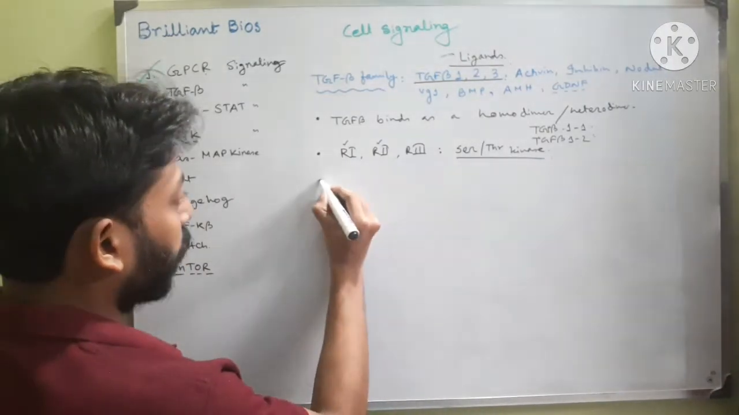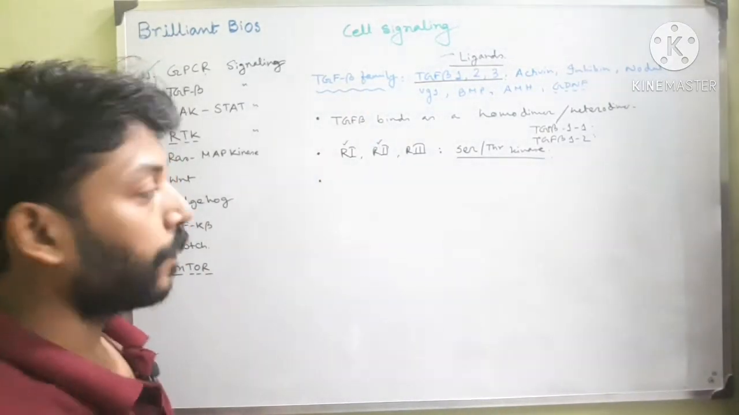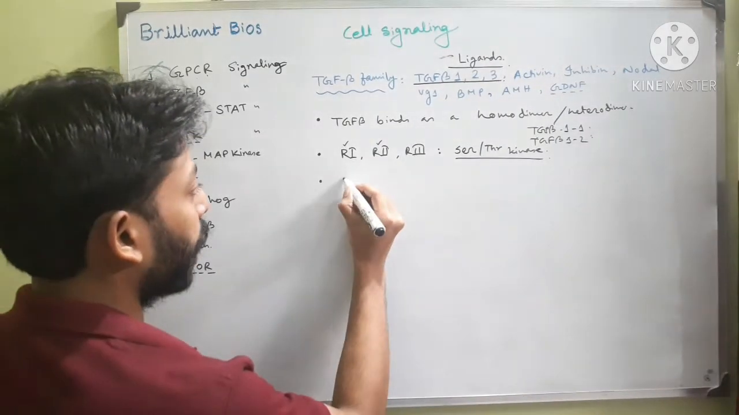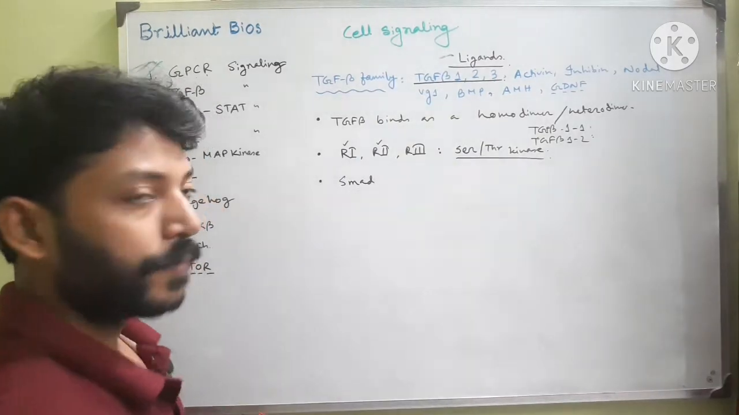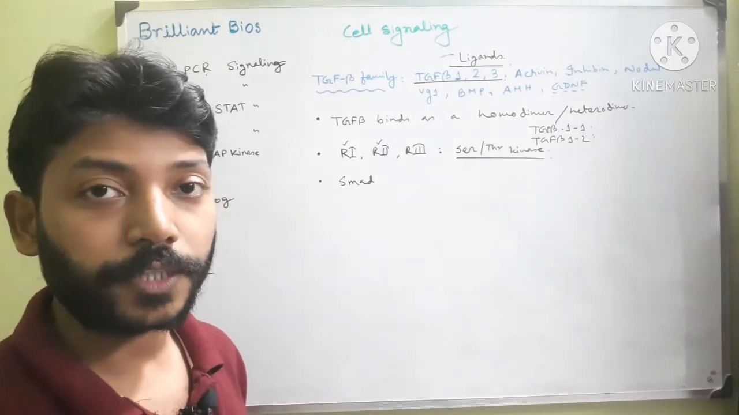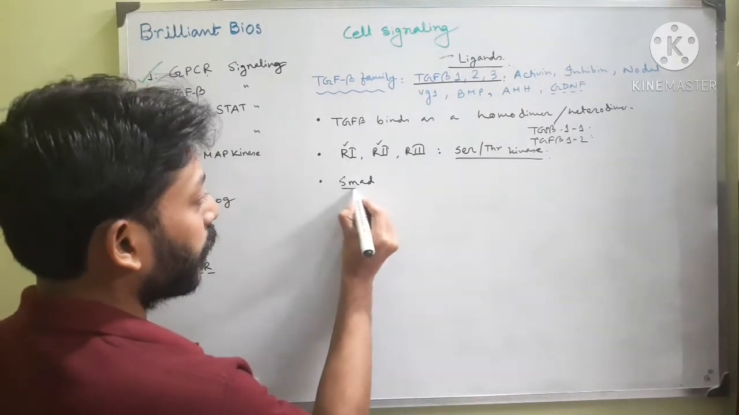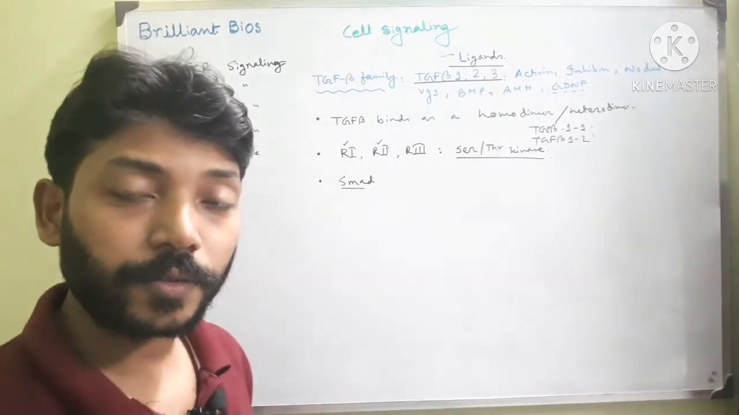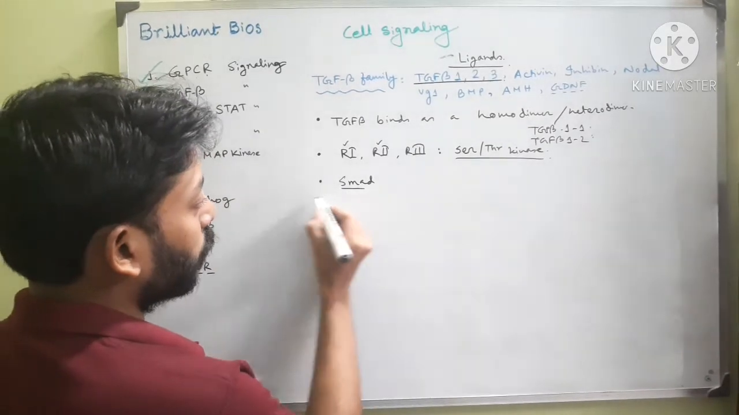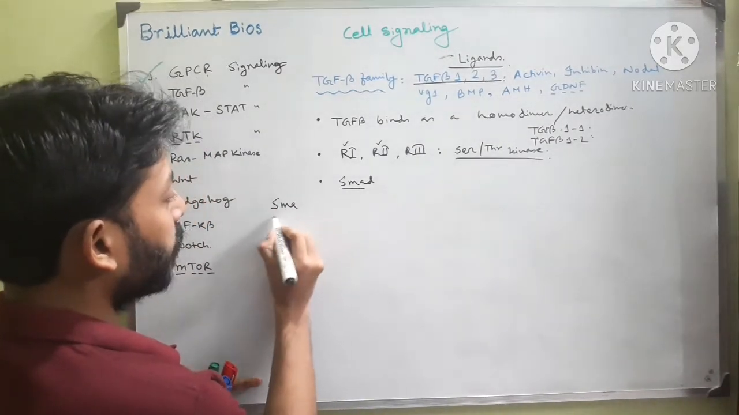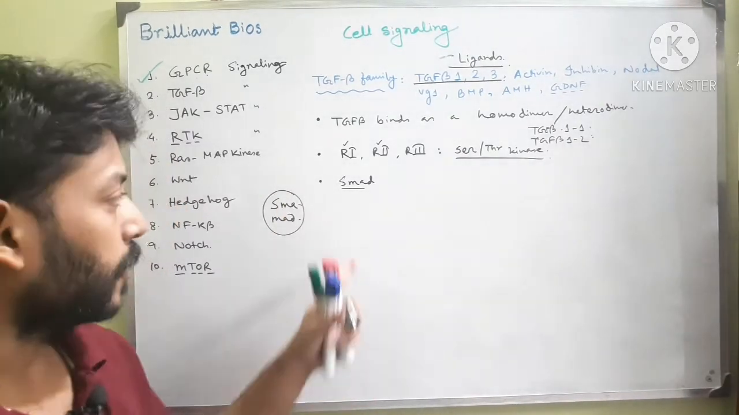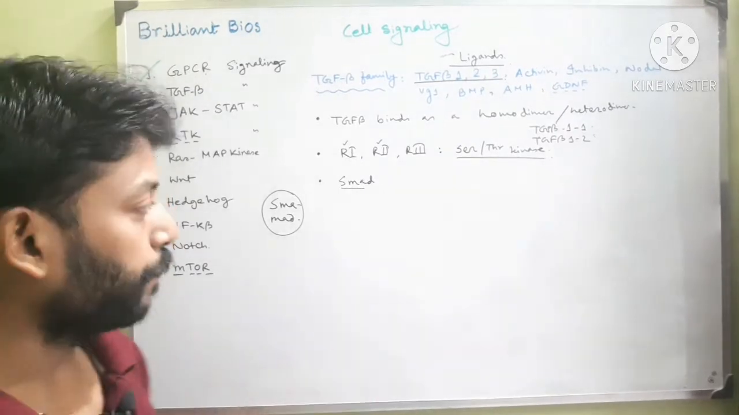Another fact about this TGF beta signaling pathway is that TGF beta activates a specific transcription factor called Smad, S-M-A-D. This word comes from two different molecules from different organisms. SMA comes from C. elegans, Caenorhabditis elegans, and MAD from Drosophila. So this SMAD is the amalgamation of these two words.